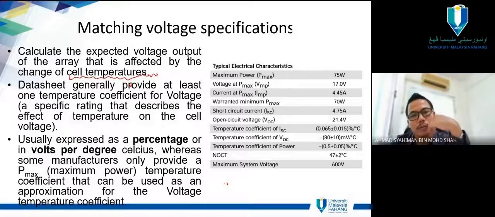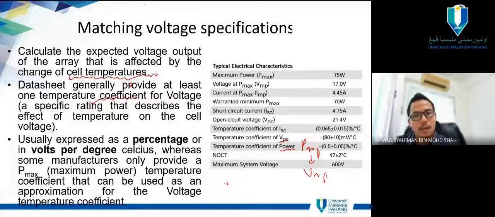After that, we're going to go for the equation. The datasheet generally provides at least one temperature coefficient for voltage, a specific rating that describes the effect of temperature on the cell voltage. Dia akan ada VOC. Dan dia ada juga power. Power ni PMP. PMP ni nanti boleh pakai untuk VMP. Usually expressed as a percentage or volts per degree Celsius, whereas some manufacturers only provide a Pmax temperature coefficient that can be used as an approximation for the voltage temperature coefficient.